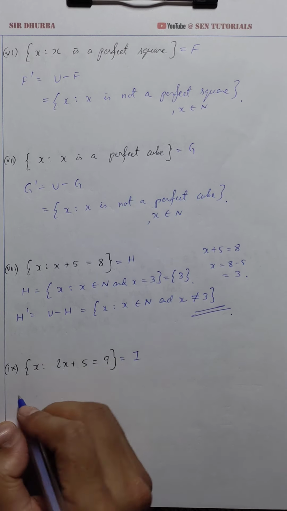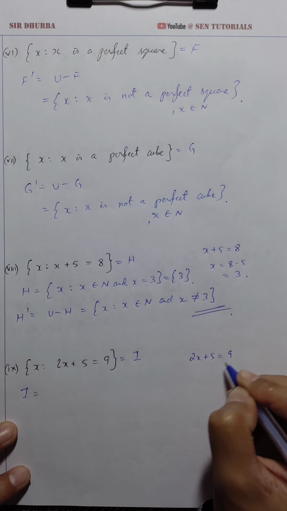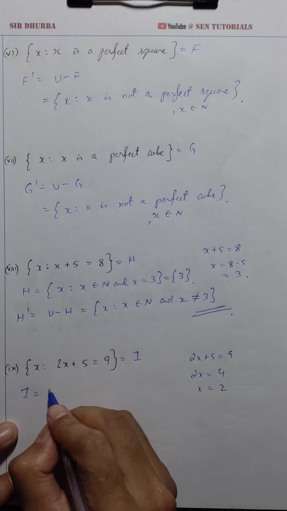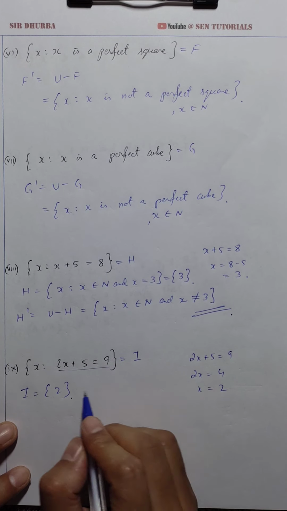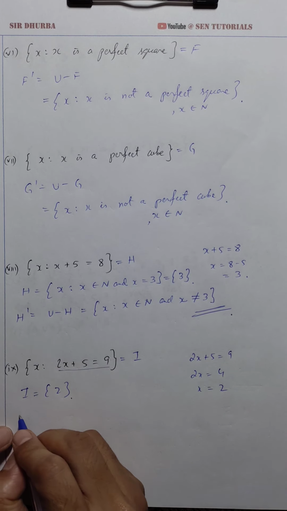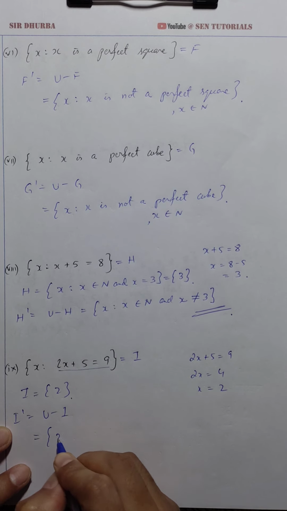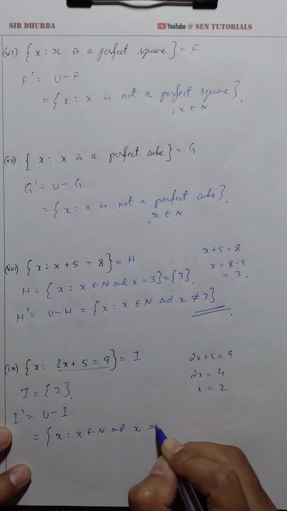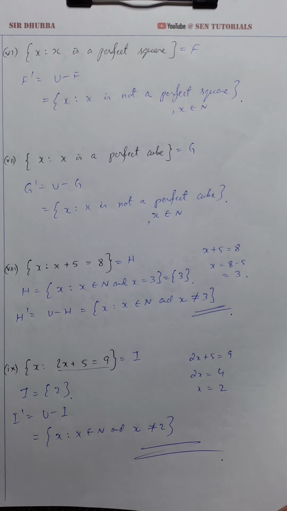A, B, C, D, F, G, H, I. So the set I can be written as, let's calculate, 9 minus 5, 4, x equal to 2. So I is actually only 2, because 2x plus 5 equal to 9, so x will be 2. So that means I complement will be universal set minus I, that is simply going to be x belongs to natural numbers, and x is not equal to 2. Okay, all right.